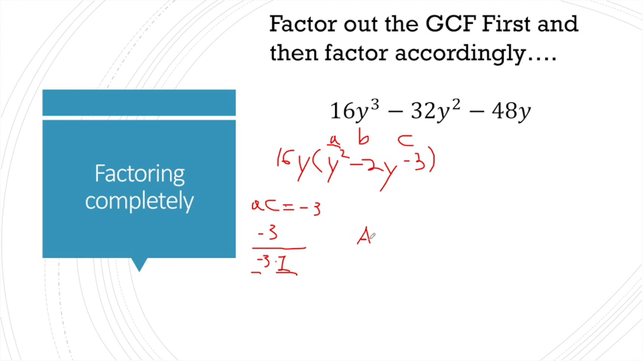So my final answer, I'm going to label this with an A, is going to be 16y, don't forget that first greatest common factor we factored out, times y minus 3 times y plus 1. And remember, we can do this because our leading coefficient A was a 1, and I was able to find the factors of -3, so AC, that add up to B, which is -2. So this is our final answer for this problem.